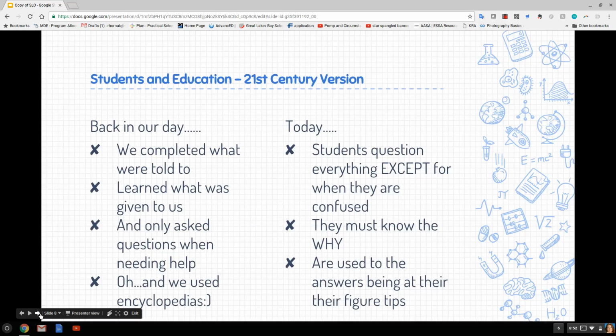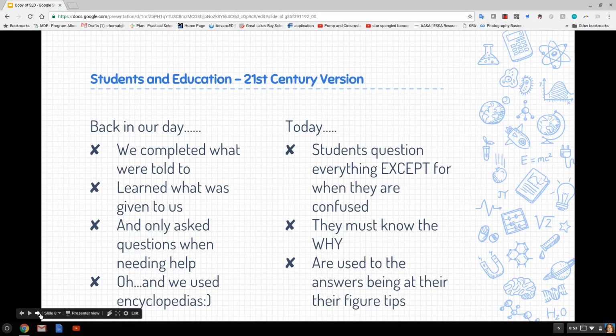So let's take a look at the origins of this process. Back in the day, we would complete what we were told to, learn what was given to us, only ask questions when needing help, and we had encyclopedias. I do remember distinctly going to the library and going through the card catalog, and it was a lot about factual memorization. The 21st century student's a little bit different, and the reason why we say this is because they literally have all the answers at their fingertips, through their phones, through their iPads, through their laptops and Chromebooks.